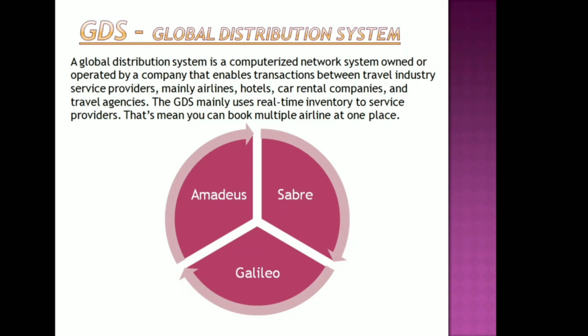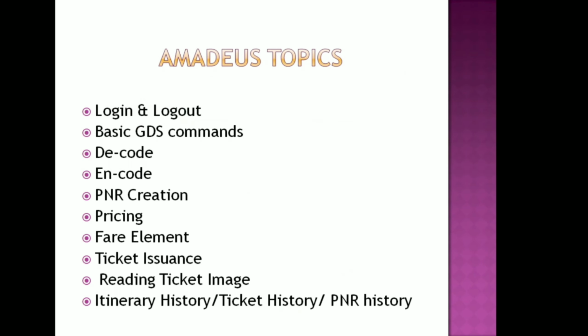Mainly, there are three GDS available in the market. One is Amadeus, Sabre, and the third one is Galileo. So here we will do the Amadeus training first because Amadeus is more user friendly. So we'll do the Amadeus, then we'll move to Sabre and Galileo. So we'll create a separate course for Sabre and a separate course for Galileo.